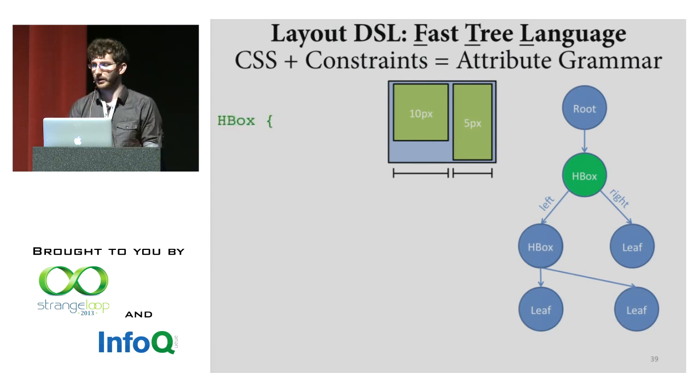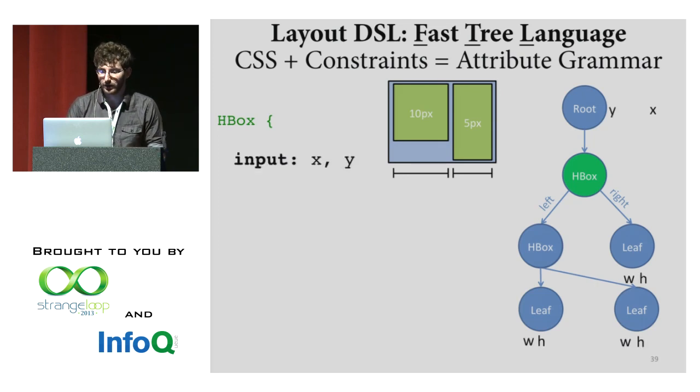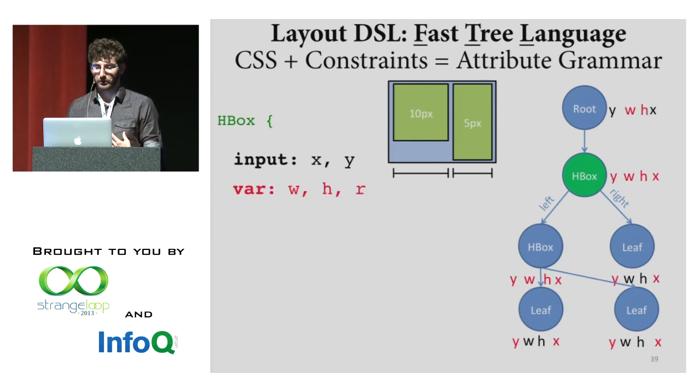So as an example of writing, let's say you wanted to define your own HBox widget, and this is sort of like how you do it in CSS, but a little different. We'll say, OK, let's take the HBox nodes, and then maybe in the document we expect the x and y attributes to be provided. And then as part of the constraints, we're going to try to solve the width, height, and maybe radius. I don't know why I have a radius here, but CSS doesn't have that, or a radial layout, so maybe we can add in things it doesn't have.